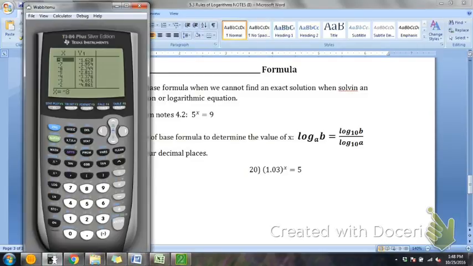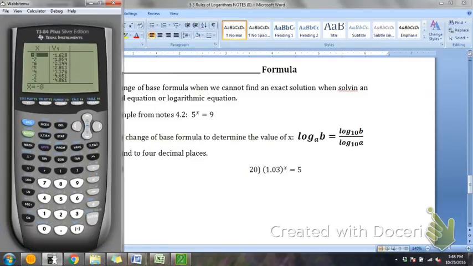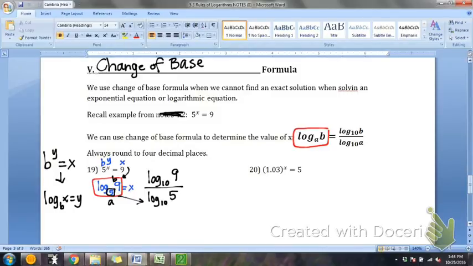When we get to our calculator, you need to do log of 9. Notice that your calculator doesn't have base 10, right? It just says log of 9, divided by log of 5. What are you getting? 1.3652. It says round to 4 decimal places. So 4 decimal places would be after the 2.